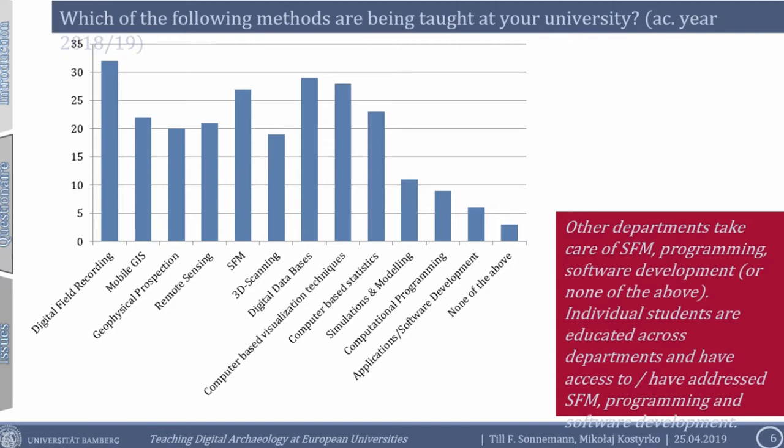You see here the specific questions. We always gave them answers already where they had to pick answers. What is being taught on pretty much data recording and processing, taking data, storing it, and then more advanced stuff like programming, using software, writing software, and computational programming. So you notice already the change here. Everybody pretty much answered they are teaching digital field recording or digital databases, and very few concentrate on actually the hard stuff, I would say.